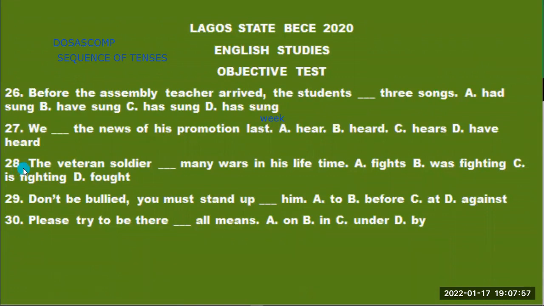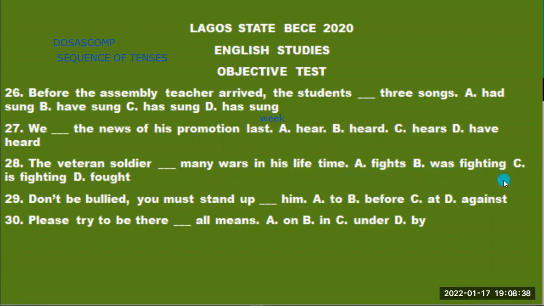The veteran soldier dashed many wars in his lifetime. All right. Again, this refers to something that happened in the past, because when we talk of his lifetime, that gives us the picture of a veteran soldier who is already dead. So this refers to when he was alive. So obviously it happened in the past. So we are looking for a simple past tense, all right? The veteran soldier fights. No, you can't use the present tense to talk about a past event.